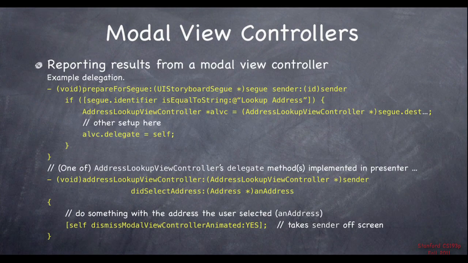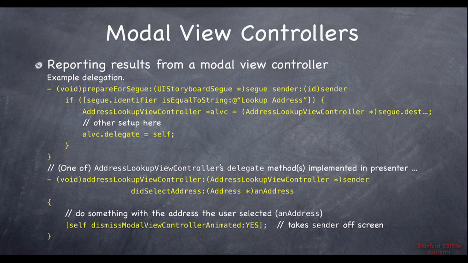We'll show that in the demo. So here's an example of doing delegation. This is a modal view controller that's coming on screen from a segue, and the segue identifier is lookup address. I get the address lookup view controller, which is the thing being presented, and then I set it up. I send it some messages to maybe set who the user is, whose address book we want to look in, or whatever. And then notice I say address view controller dot delegate equals self.